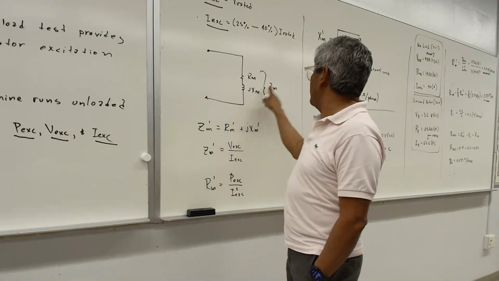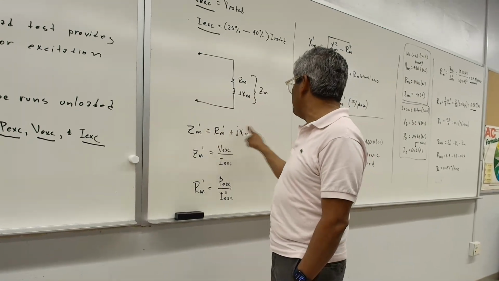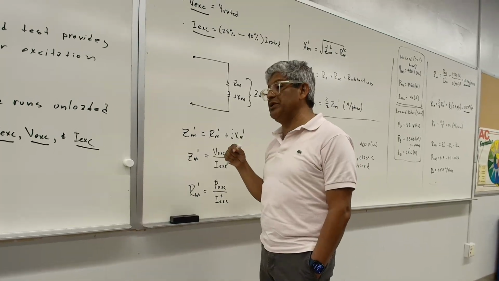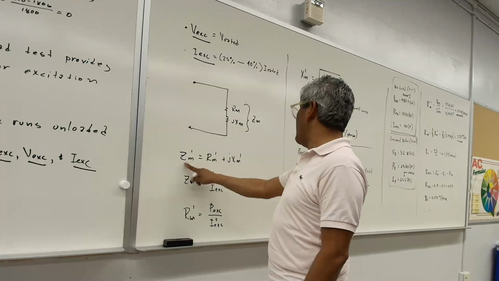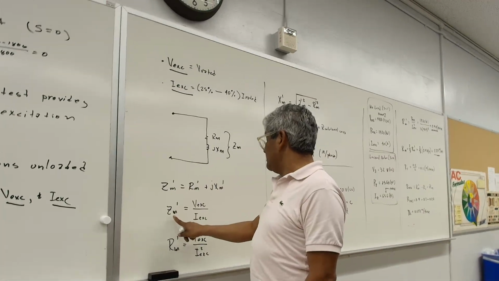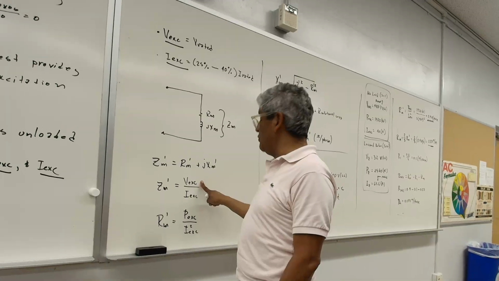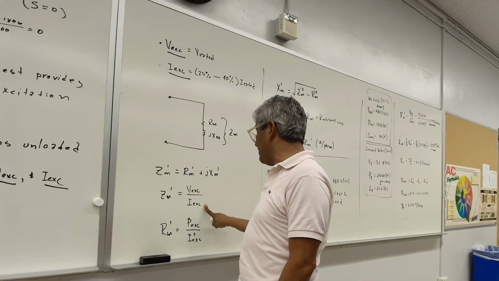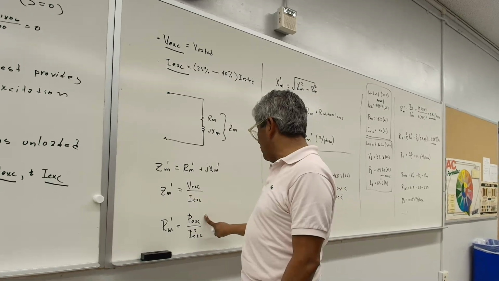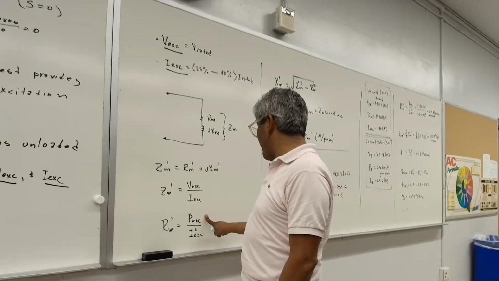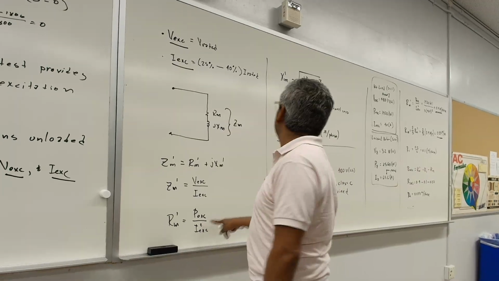So how do we get the ZM? ZM is equal to Rm prime. The prime means that whatever we're doing is as seen from the stator side, okay? So Rm and Rm prime. Zm is equal to the voltage that you measure, what we call the excitation voltage, divided by the excitation current. The resistance is the excitation power divided by the excitation current squared, okay?